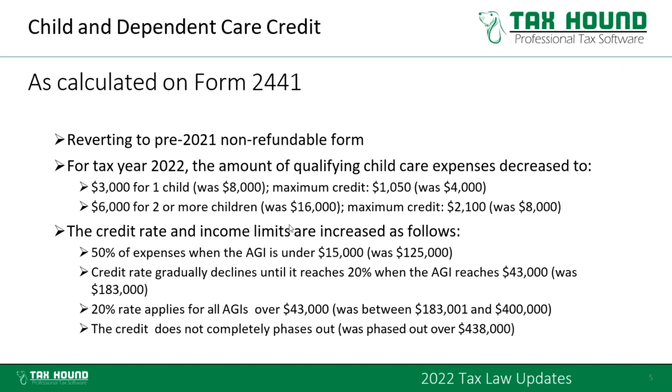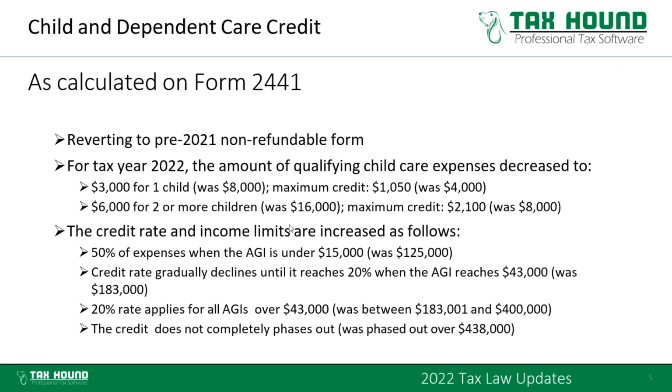For those people who have tax due, it can reduce that tax back down to zero, but that's as far as it's going to go. There won't be any increase to the refund from this being a refundable credit because it is going back to the non-refundable form. The credit rate and the income limits are increased, decreased depending on how you view it.